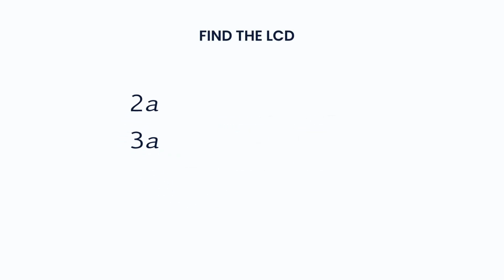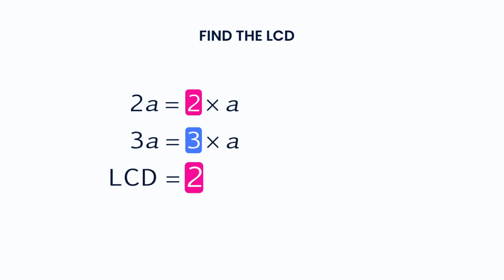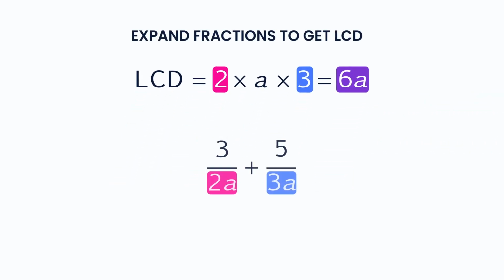First, you factorize each denominator. 2a equals 2 and a, and 3a has the factors 3 and a. The least common denominator has to include the factors 2, a, and 3. So the LCD is 6a. Now you'll want to expand each fraction so they both have 6a as their denominator.